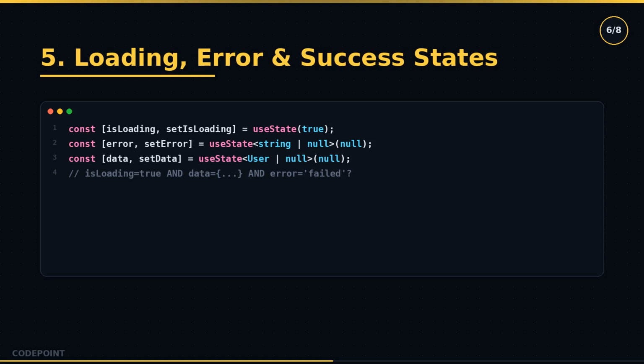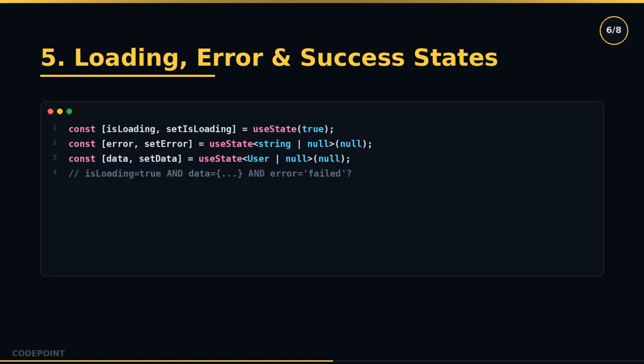5. Handling loading, error, and success states. Step 1. The problem. Three loose booleans, values that can lie to each other. Tempting but flawed approach. const isLoading, setIsLoading equals useState true. const error, setError equals useState string or null. const data, setData equals useState User or null.